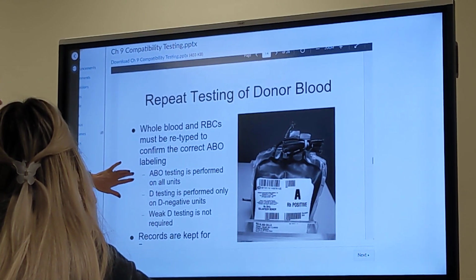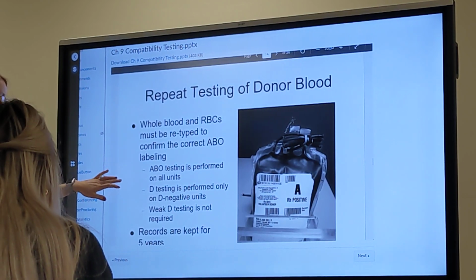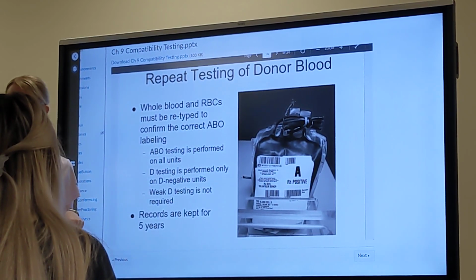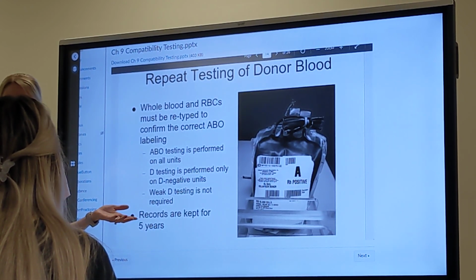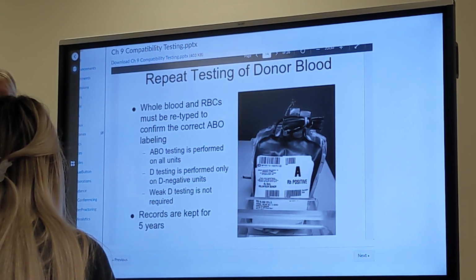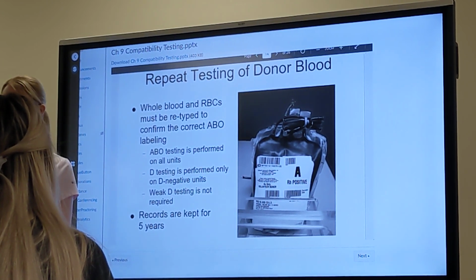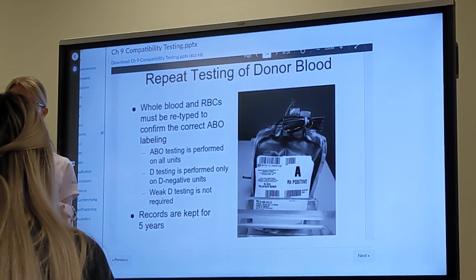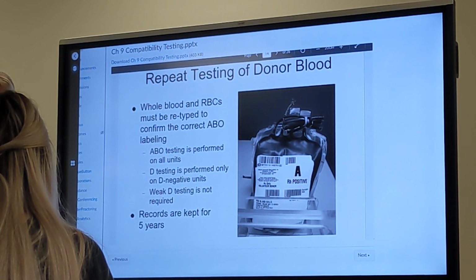So, repeat testing of donor blood. Whole blood and red blood cells must be retyped to confirm the ABO labeling. The people that are labeling these units at the blood center, they're human. What if they made a mistake? So every unit that you bring into the lab, the blood center usually delivers blood every morning to the blood bank in a box on ice. There are rules about how much ice, so many pounds per how many units, and they weigh it and put it in the box, and it's literally just on ice.